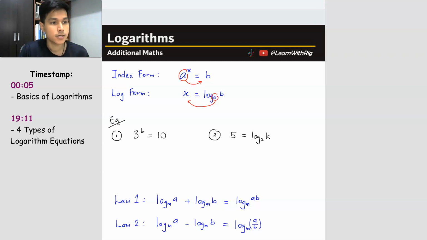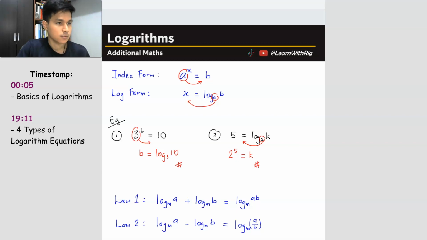You have 3 power b equals 10. I want to solve for b, so I take the 3 and shift it across, and I get b equals log 10 base 3. Clear? So the 3 now becomes the base of the log. For the other way around, in question 2, we take the base 2 and shift it across, so now it becomes index form. You get 2 power 5 equals k. So this is how you convert.